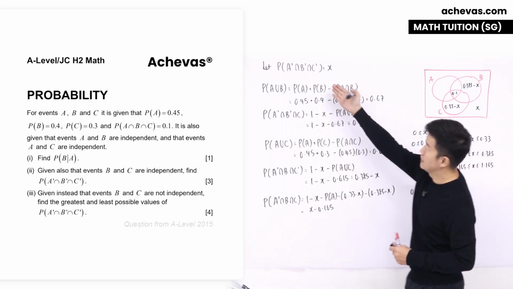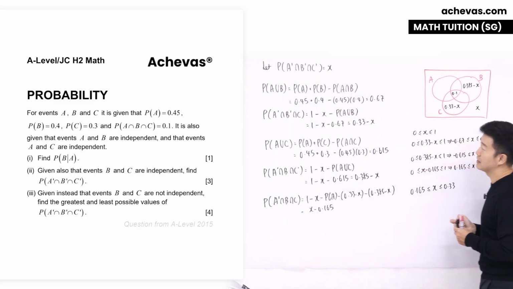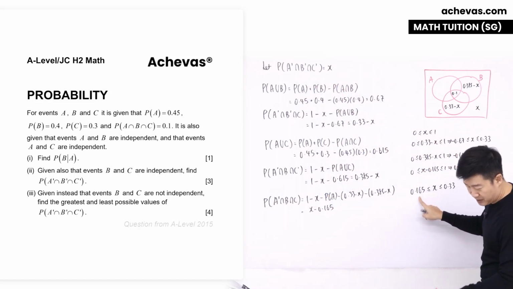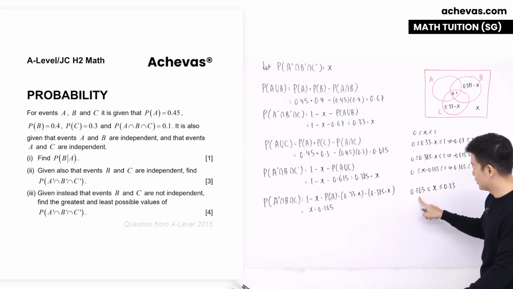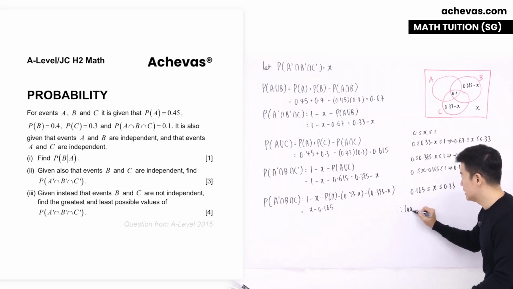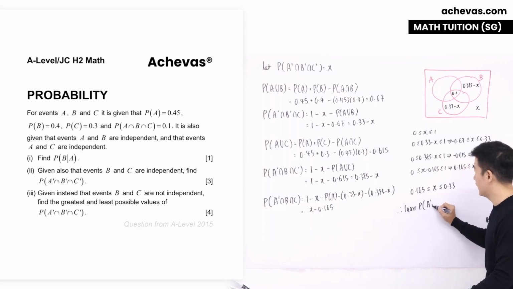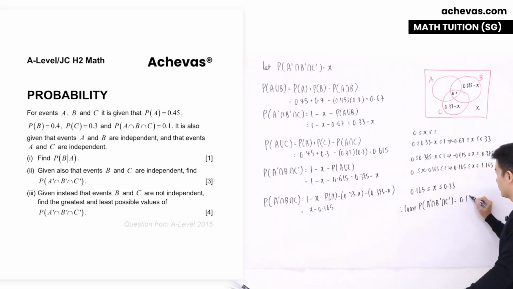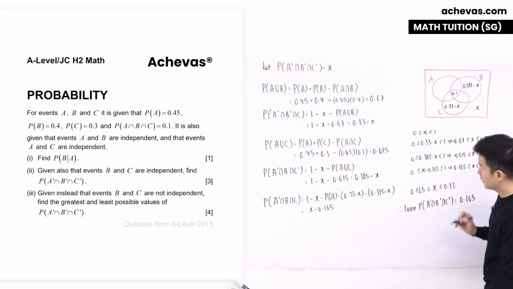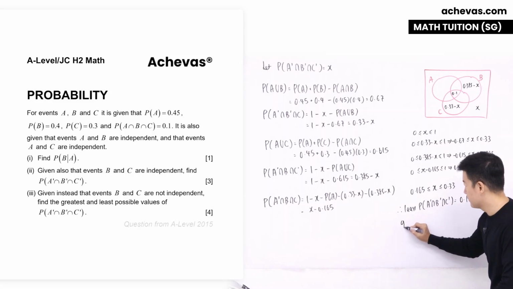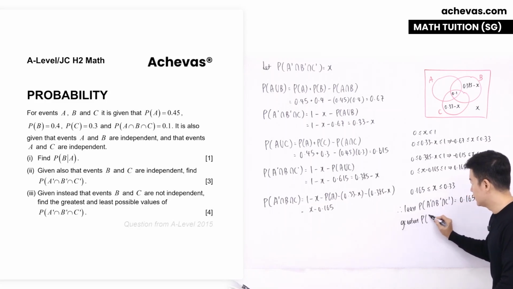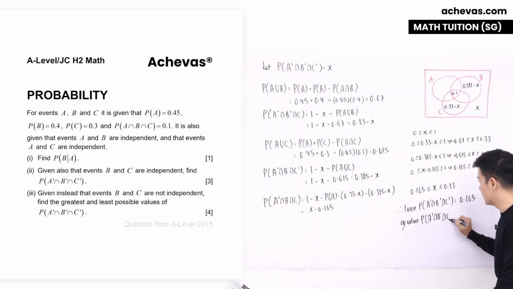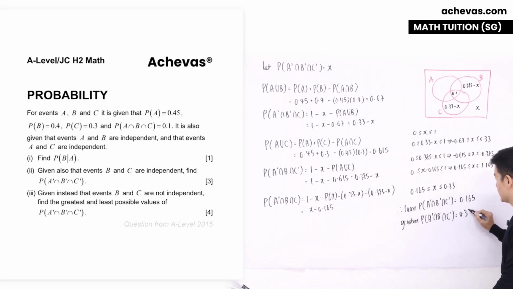And what is X? X is the probability of A prime intersect B prime intersect C prime. So this is going to give me the least possible, right? Therefore, the least possible value of the probability of A prime intersect B prime intersect C prime is going to be 0.165. And the greatest possible value for this is going to be 0.33. So according to what the question is asking, the greatest probability of A prime intersect B prime intersect C prime is going to be equal to 0.33.